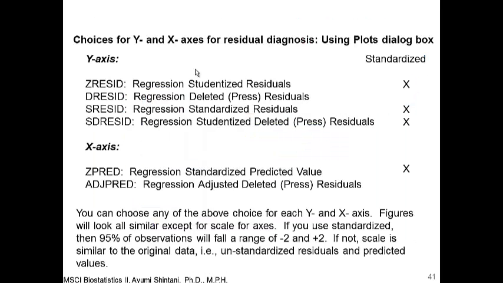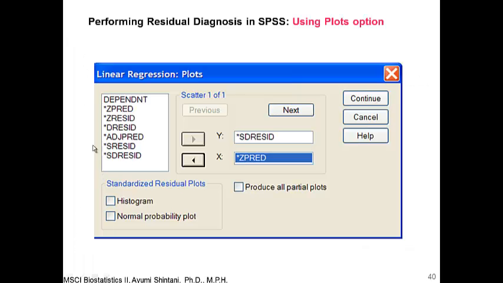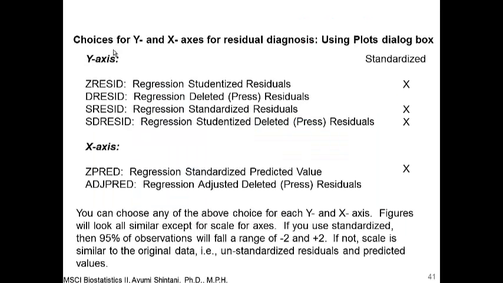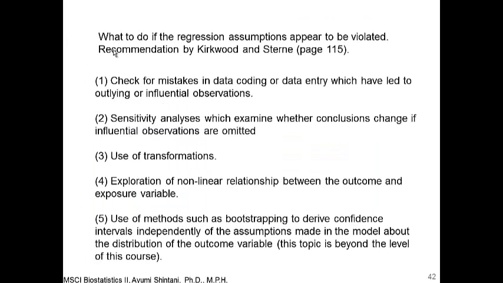Right. So here I have a slide showing the choices you can put under the Y box and under the X box in this SPSS dialog box. Okay. So this is the final slide.